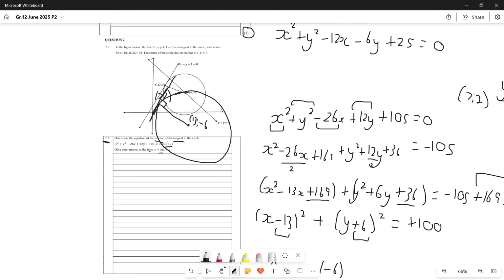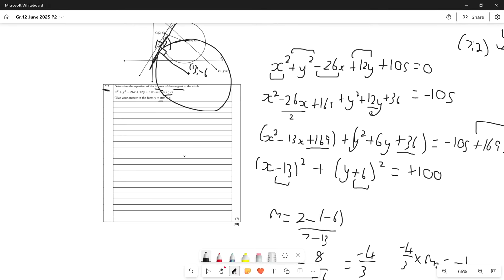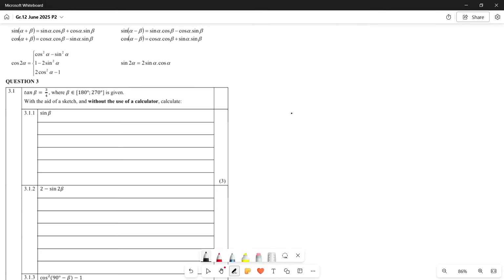And we have gotten it in the form of y equals mx plus c, and we have just earned 7 marks. Cool, guys. So 3.1 usually starts with something like this, where we have to do some sort of construction of a triangle. So we have tan beta equals 3/4, where beta is an element of 180 degrees to 270 degrees. So it says with the aid of a sketch and without the use of a calculator, calculate this. 3 marks isn't for answering this so much, but a lot of marks are given for the construction.